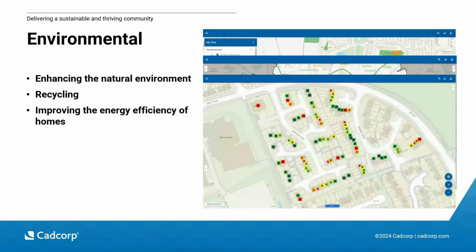The final example here is for EPC data, which can be used to improve the energy efficiency of homes. Due to high demand from local government customers, last year CAD Corp actually released the EPC data service. This has the latest EPCs geocoded to UPRN with access to over 10 million properties in total, and it's updated quarterly. It's also possible to extract and export the data into your own repository.